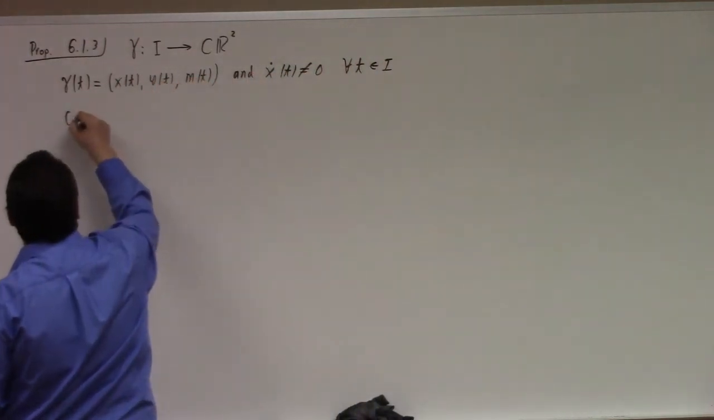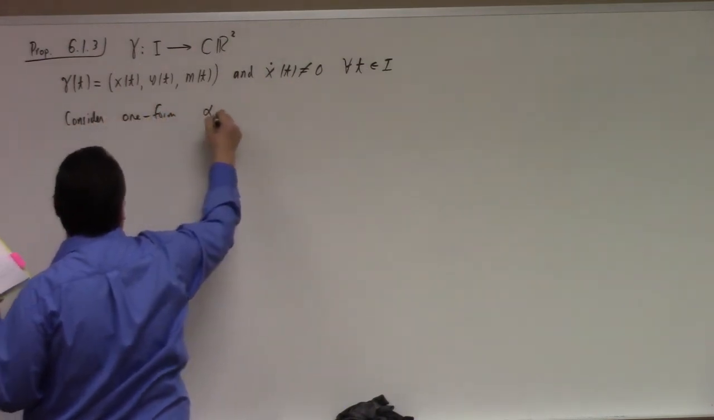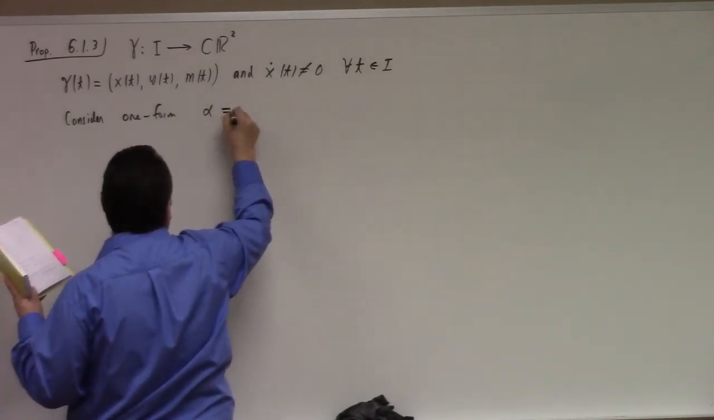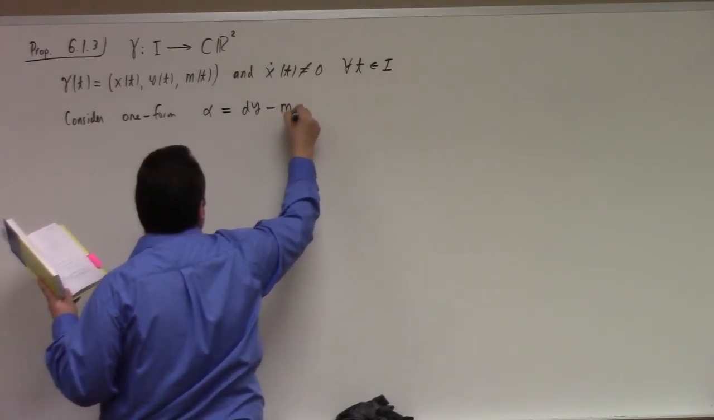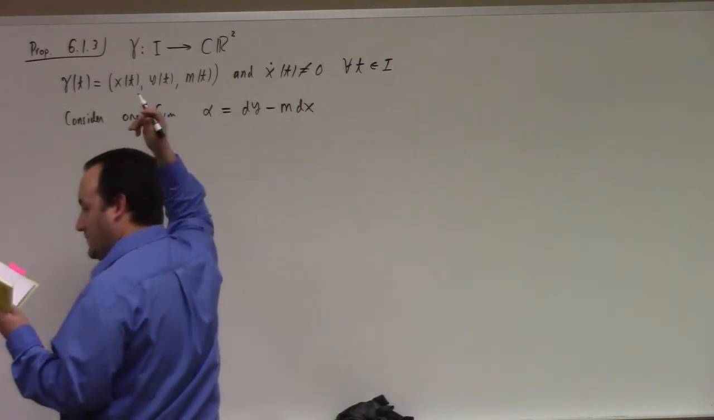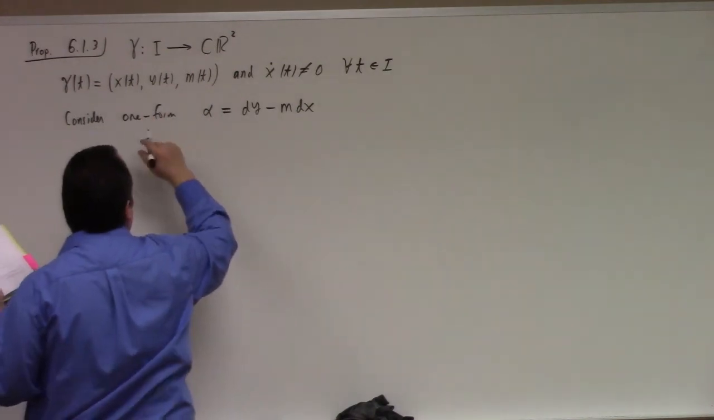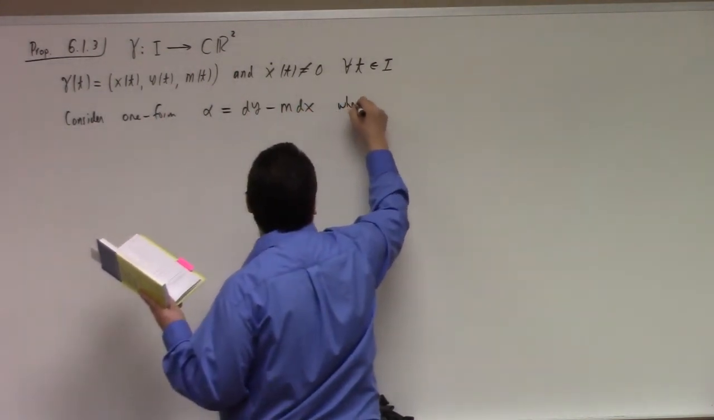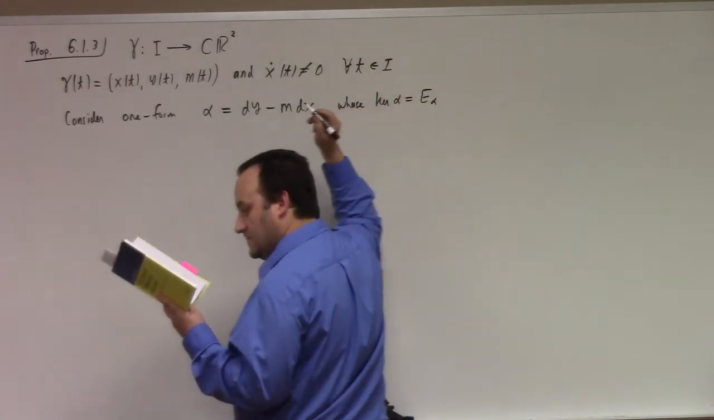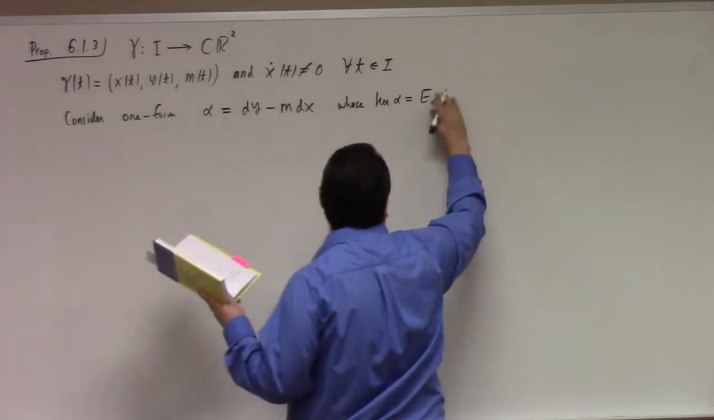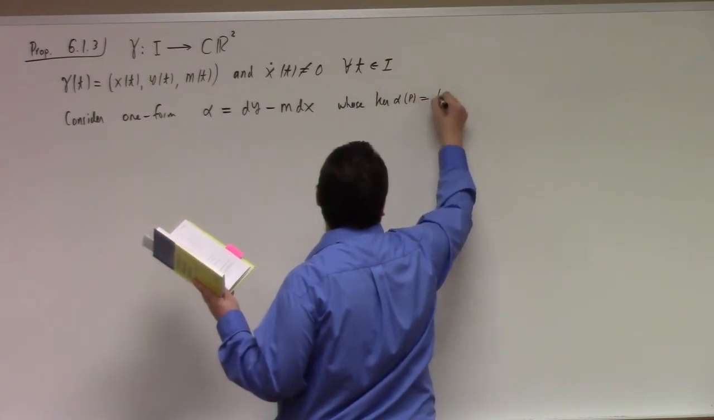And you can consider the one form alpha equal to dy minus m dx. Aha. Hey, we were just considering that one form, weren't we? Whose kernel is, of course, E sub alpha. Well, he adds E sub p. Kernel of alpha of p is E sub p. All right, great.